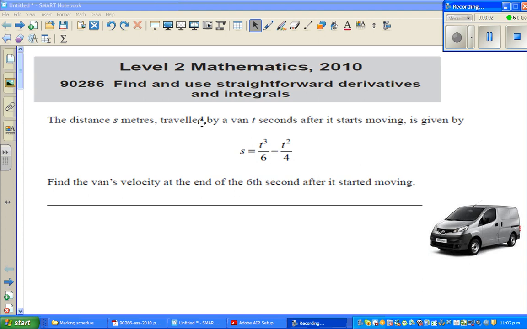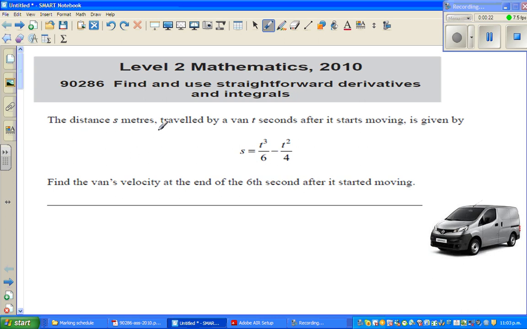Let us look at this question, which has been taken from level 2 maths of the standard derivative and integral of level 2 of 2010. Now, this is a question of kinematics, so let's read the question.